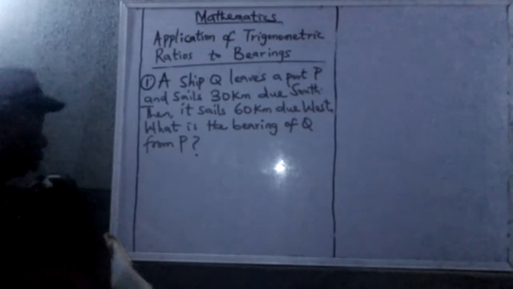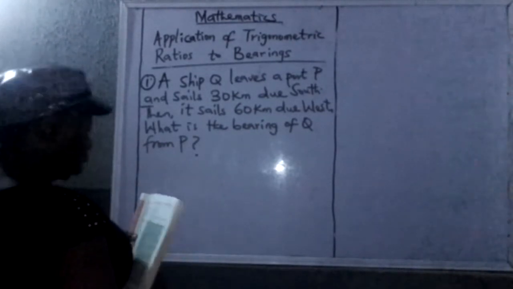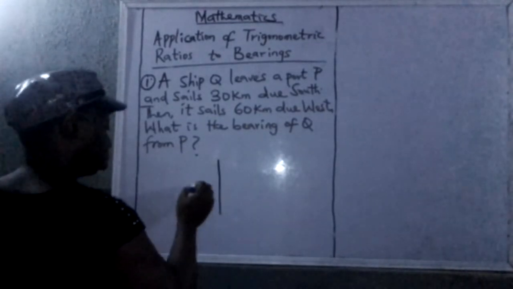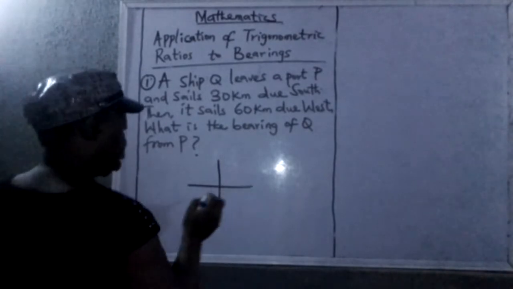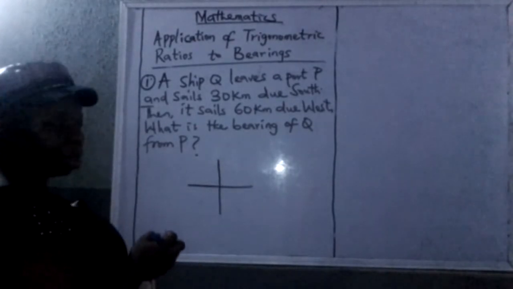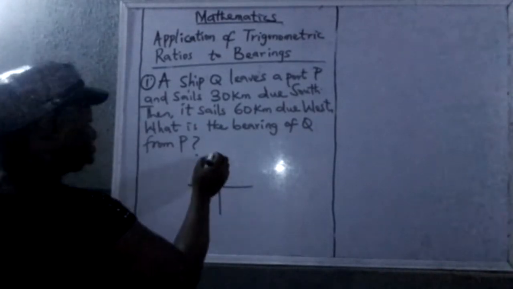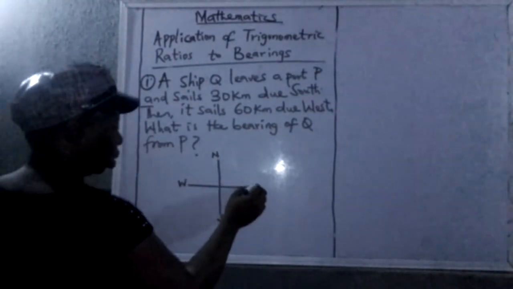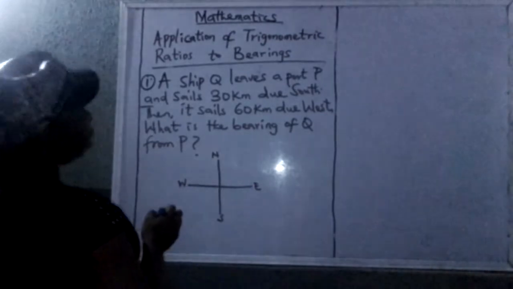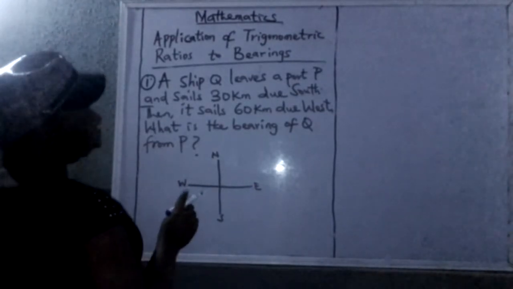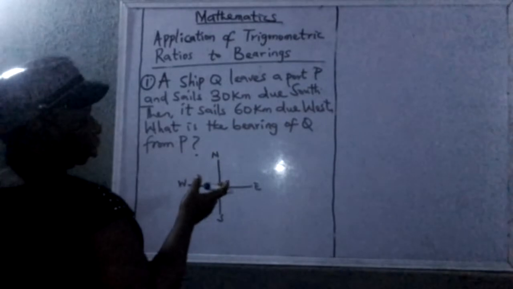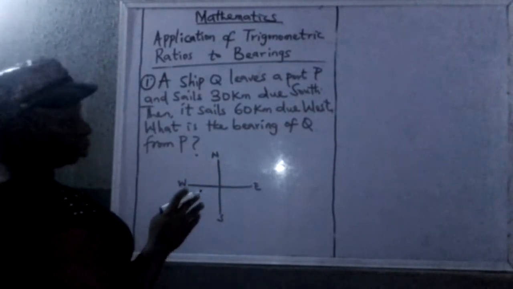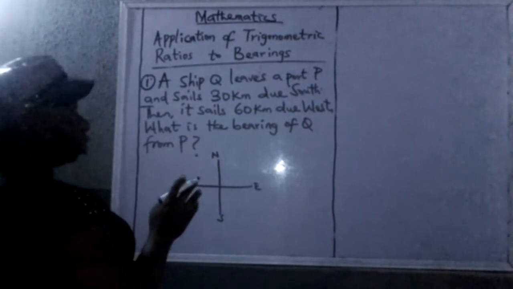Before we do anything at all, we shall draw the four cardinal points. We are talking about north, south, east, and west. So this is north, this is south, this is west, and this is the east. And before you do anything at all, if you are using Sauvigne's method, you must start the movement from the north.